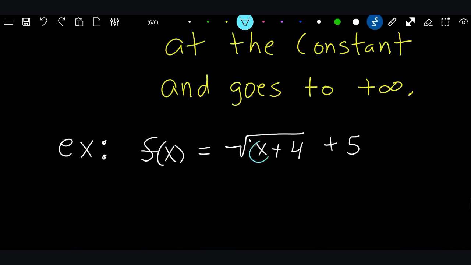Because this x value right here is under the radical sign, okay? What limits that? Well, you could never have a negative x in there, right? No, you can't have a negative x. So you'd have to have a positive x. So let me show you how to find this.